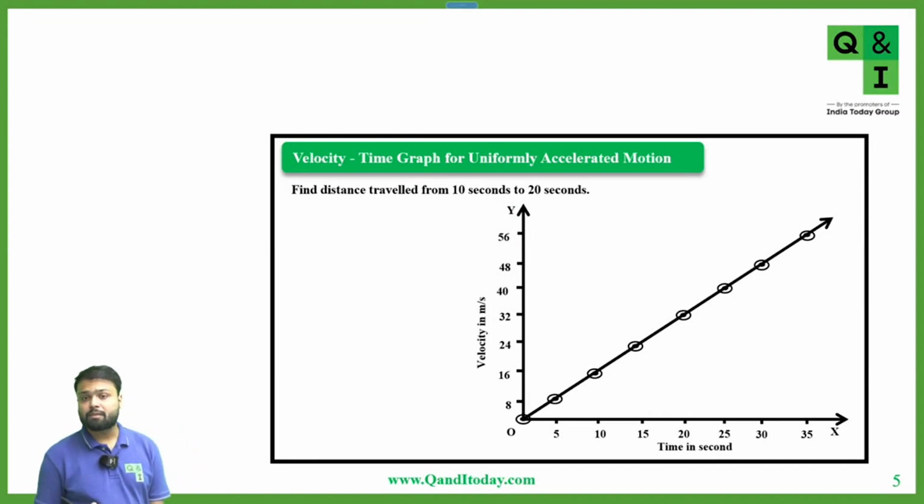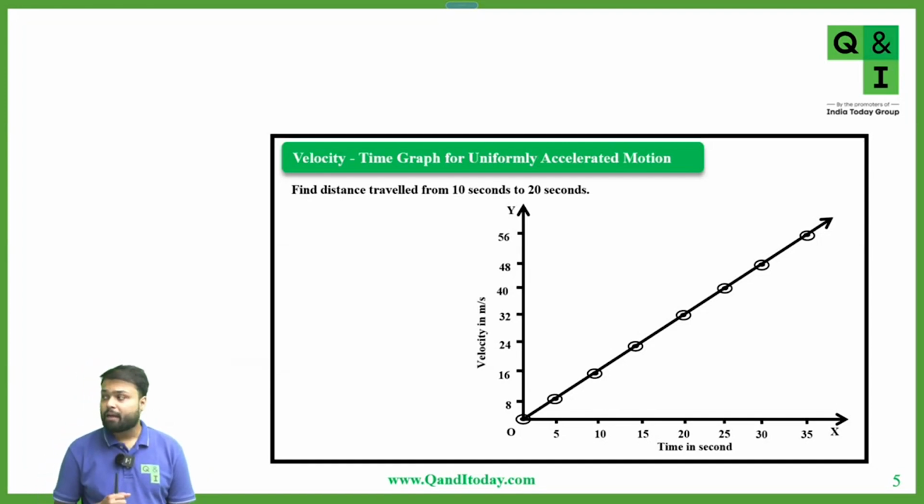First one is the distance time graph. Please tell me, what is the distance time graph for uniform motion? Is it a straight line or a curve? Tell me. Distance time graph for uniform motion: straight line. Very good. Now, for non-uniform motion, there is some curve.